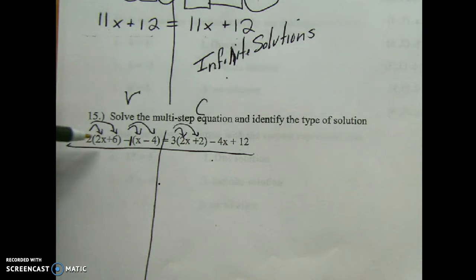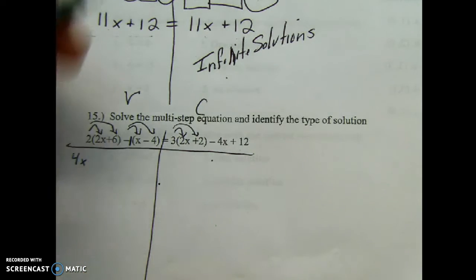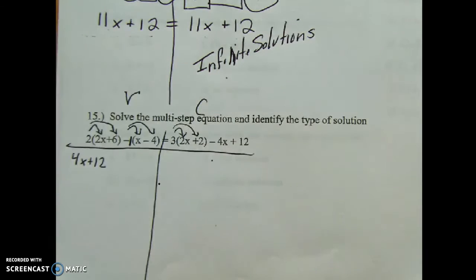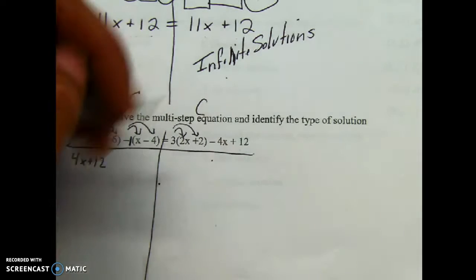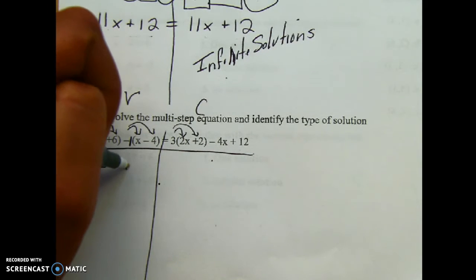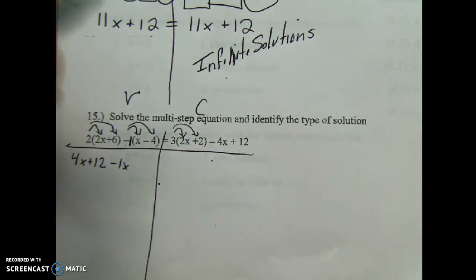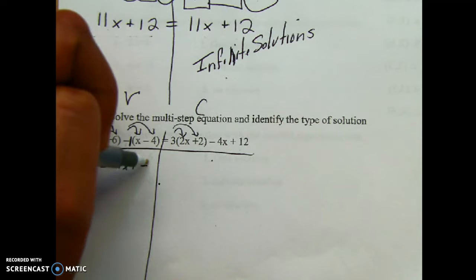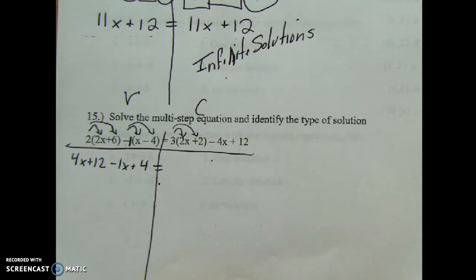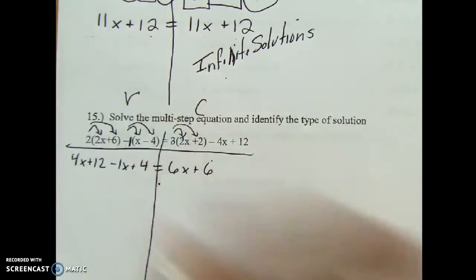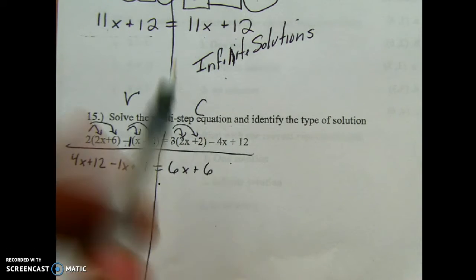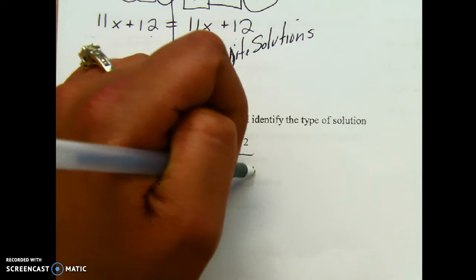Okay, so when we distribute, we get 2 times x, which is 4x. 2 times 6, which is plus 12, because it's positive. Negative 1 times x is negative 1x. And negative times a negative is going to give me a positive, and that's 1 times 4. So check your work with mine and make sure that it's right. I'm going to distribute again. This is going to give me 6x plus 6. And I'm going to bring down the rest that's here, which is negative 4x plus 12.